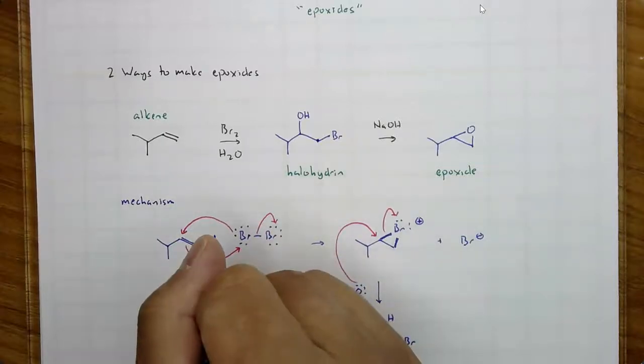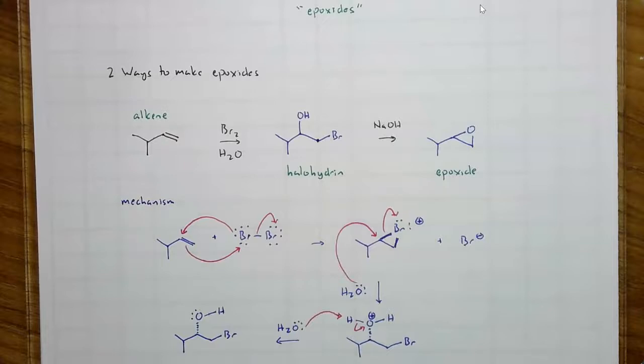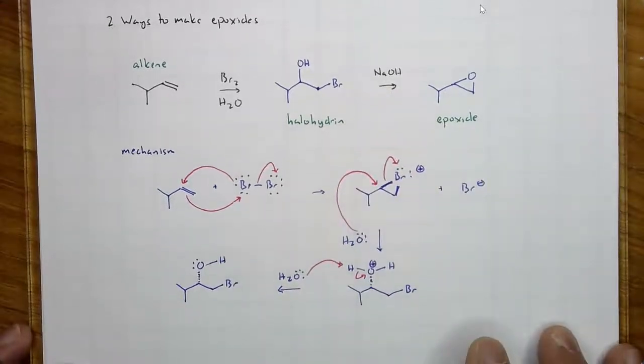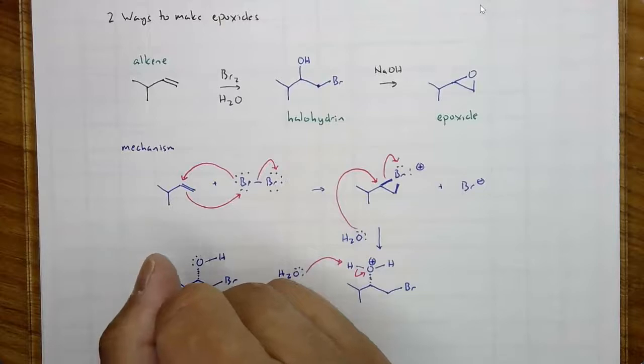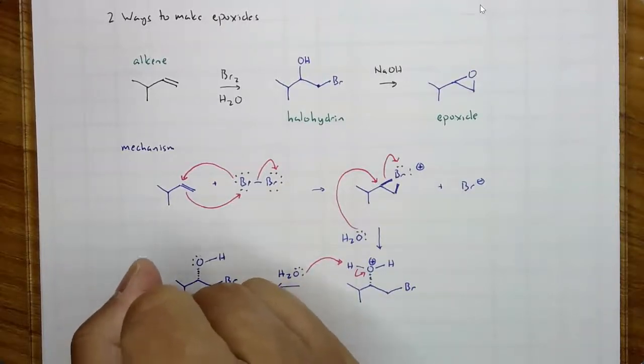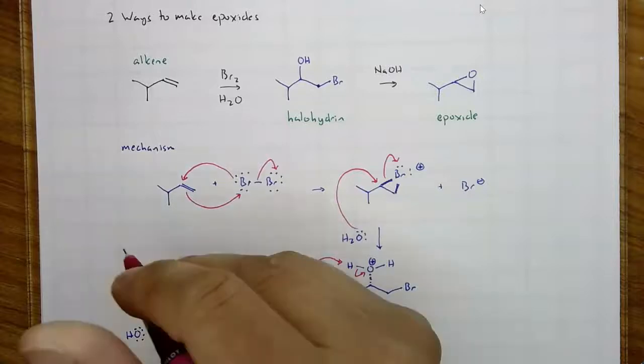Let's see. Okay, what's first? OH minus. We have base, NaOH. The real base is going to be the OH minus. We have this hydrogen here.